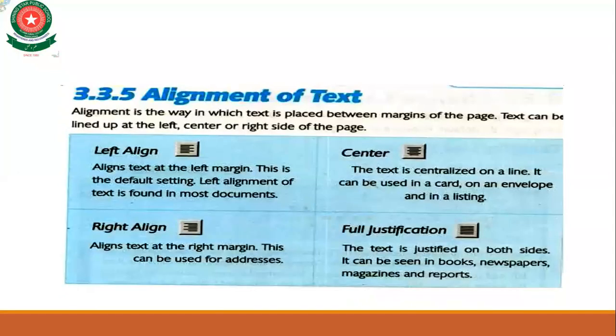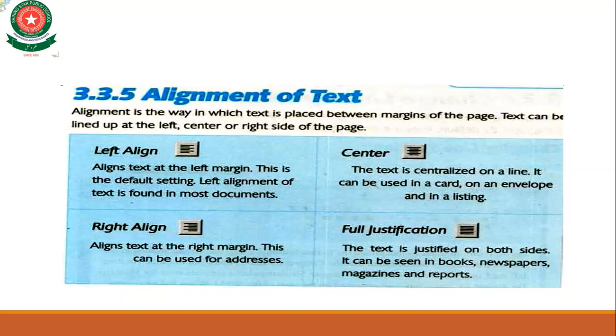Now, today's last topic: alignment of text. Alignment is the way in which text is placed between the margins of the page. Text can be lined up at the left, center or right side of the page. Left align aligns text at the left margin. This is the default setting. Left alignment of the text is found in most documents.